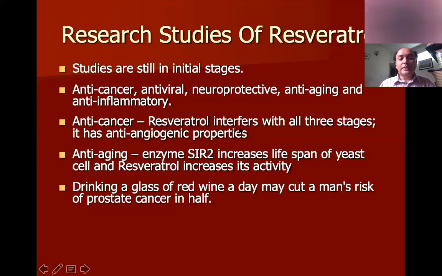Anti-cancer: resveratrol interferes with all three stages. It has anti-angiogenic properties. So at all three stages of cancer, resveratrol can interfere with cancer cell proliferation as well as migration, and it has anti-angiogenic properties. Anti-aging properties, for example: the enzyme SIR2 increases the lifespan of yeast cells, and resveratrol increases its activity.